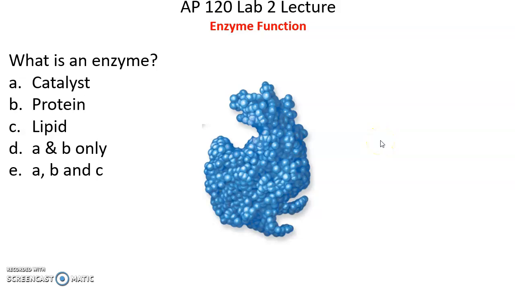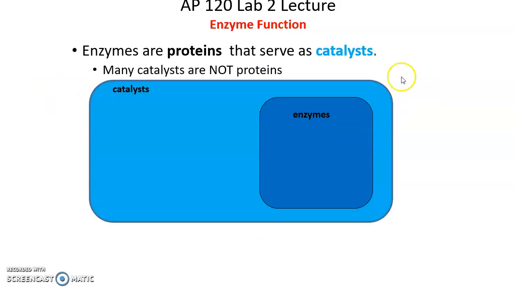This is the lecture for Lab 2 focusing on enzymes. So, what is an enzyme? Well, it turns out an enzyme is A and B. It is a catalyst and it is a protein. At least for our class, enzymes are always proteins and they are catalysts. So, they are proteins that serve as catalysts.